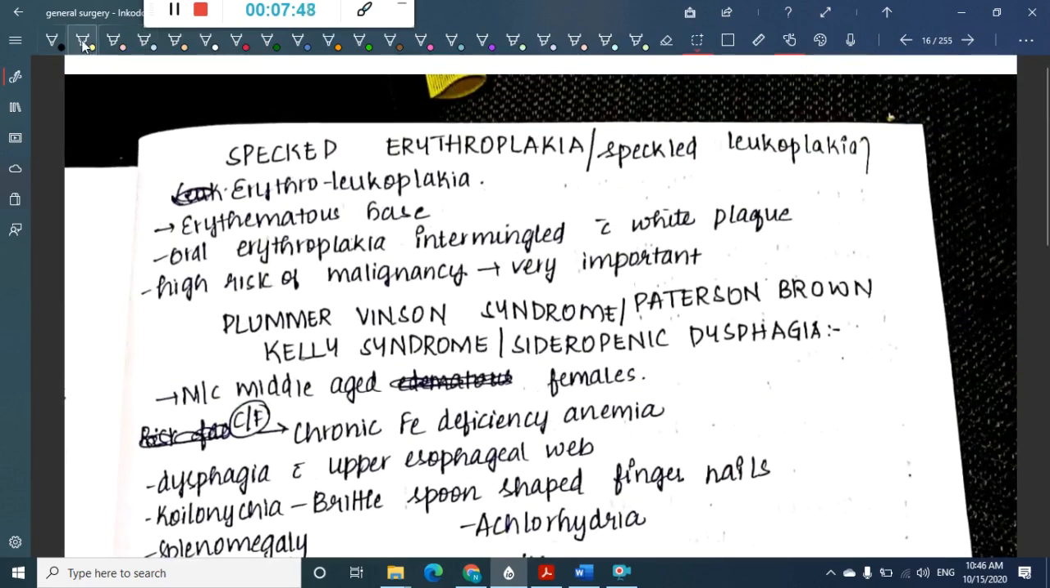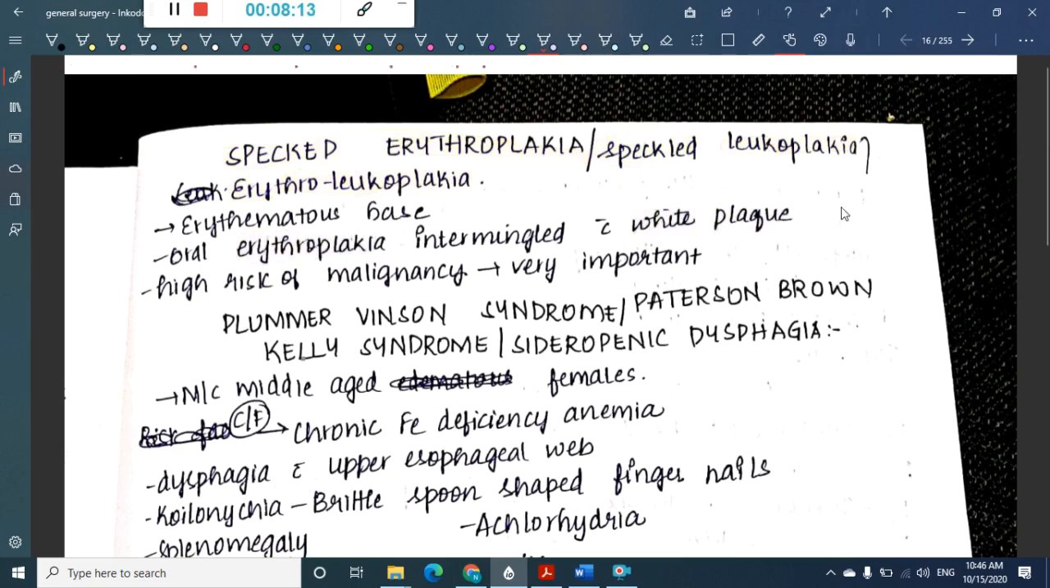Then we have something called speckled erythroplakia or speckled leukoplakia, also called erythroleukoplakia. Here we have an erythematous base, and there is a white plaque along with red plaque. So in this you have two things. One, erythroplakia is present. Along with erythroplakia you will also see white plaque, which is leukoplakia also. Here you see there is high risk of malignancy.